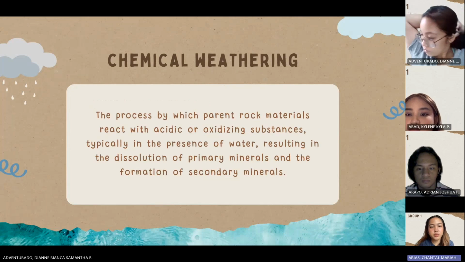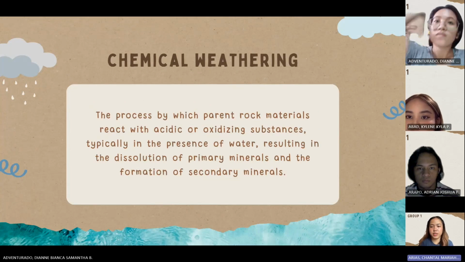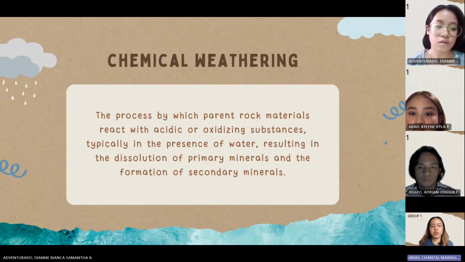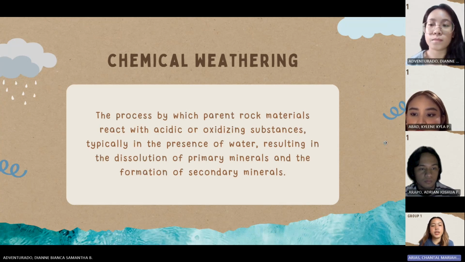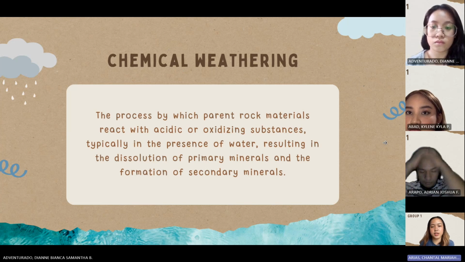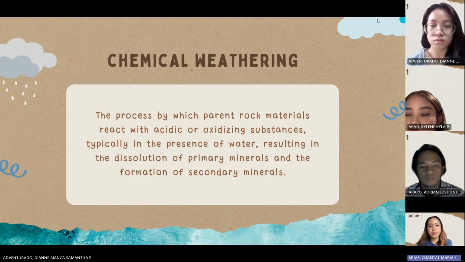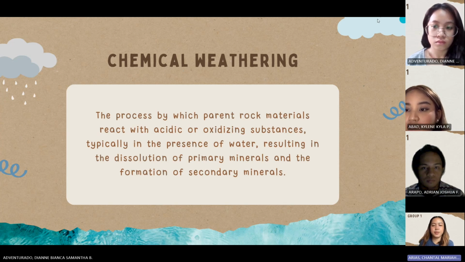Okay, so now let's move forward to chemical weathering. So it's the process by which parent rock materials react with acidic or oxidizing substances, typically in the presence of water, resulting in the dissolution of primary minerals and the formation of secondary minerals. So this occurs when the parent or the original rocks react with substances that cause chemical changes. The primary mineral dissolves and releases ions, forming new minerals called secondary minerals.